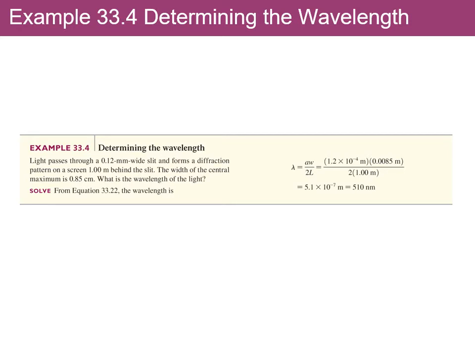If light passes through a 0.12 millimeter wide slit and forms a diffraction pattern on a screen 1.00 meters behind the slit, and the width of the bright central maximum is observed to be 0.85 centimeters, what is the wavelength of the light? Solving our prior equation relating W, lambda, L, and a for lambda, we find that the wavelength is approximately 510 nanometers.